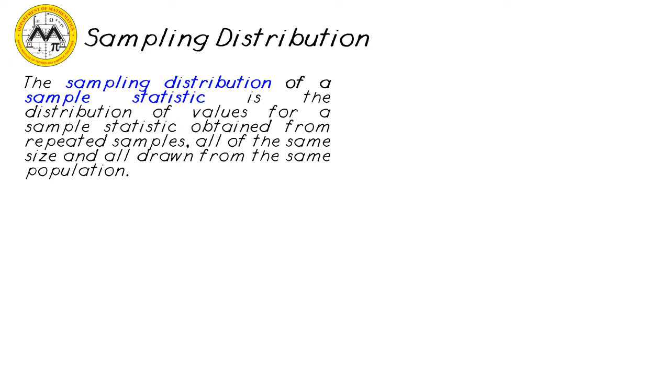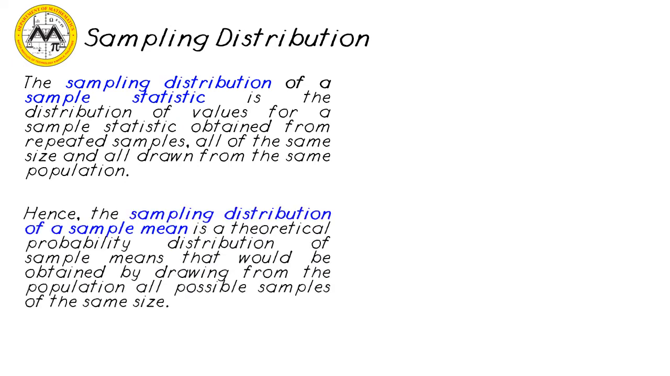The sampling distribution of a sample statistic is the distribution of the values of a random sample statistic obtained from repeated samples, all of the same size and all drawn from the same population. Hence, the sampling distribution of the sample mean is a theoretical probability distribution of sample means that would be obtained by drawing from a population all possible samples of the same size.